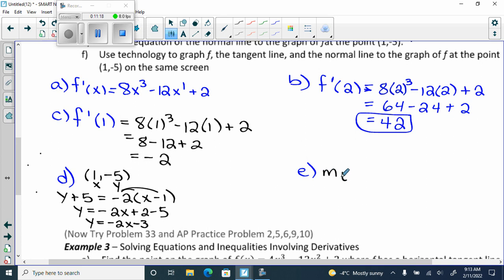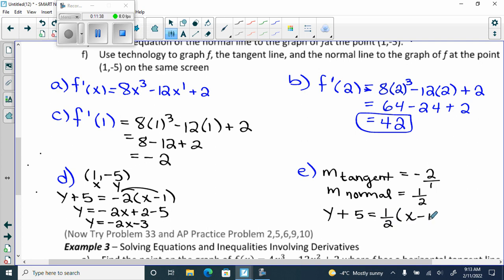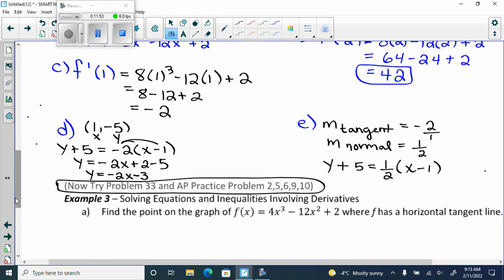So if m tangent equals -2, m normal equals positive a half. Now I would do y minus a minus 5 equals 1/2 x minus 1. Once again, you can subtract 5, you can type it in. Look at it. There's lots of questions there.